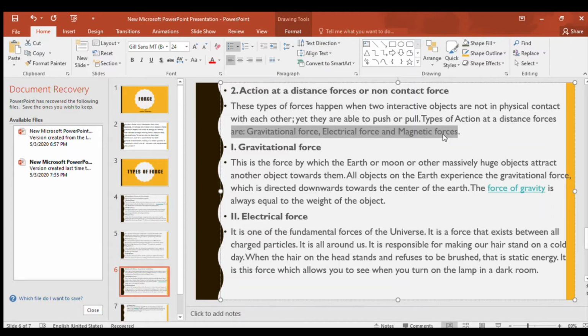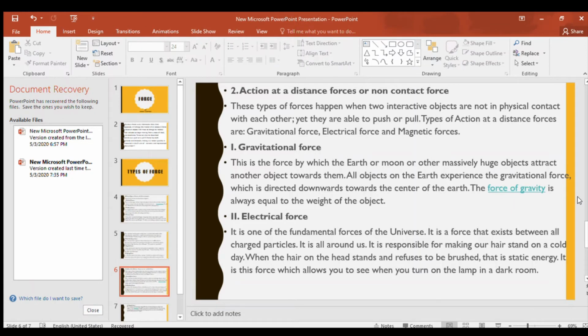And we can think about gravitational force. This is the force by which the earth, moon, or other massively huge objects attract other objects toward them. All objects on the earth experience the gravitational force, which is directed downwards towards the center of the earth. The force of gravity is always equal to the weight of the object.